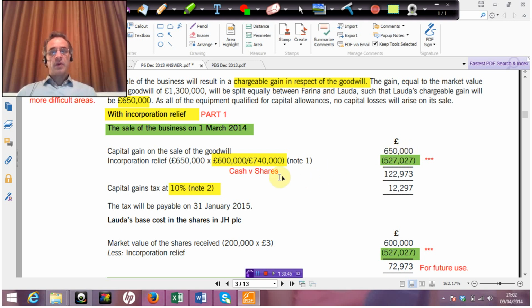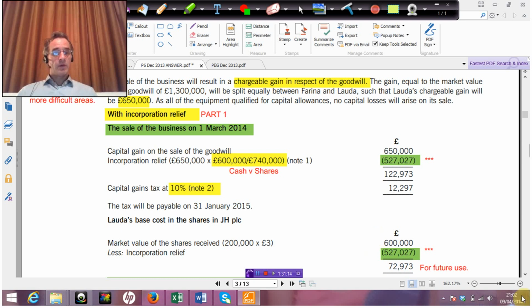Then over and above that, what is the consideration? In other words, what's she getting in shares and what's she getting in cash? Had it all been shares, all of the gain could have been sheltered, just under the share for share rules. In addition to that, we had an ER at 10%, because basically she was disposing of a business and she'd held it for more than 1 year.